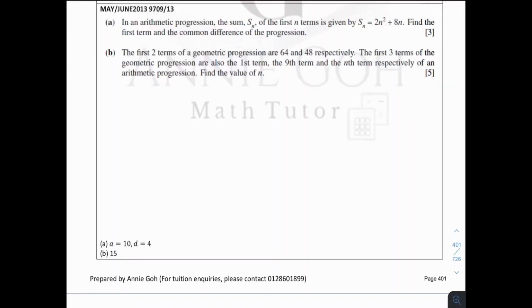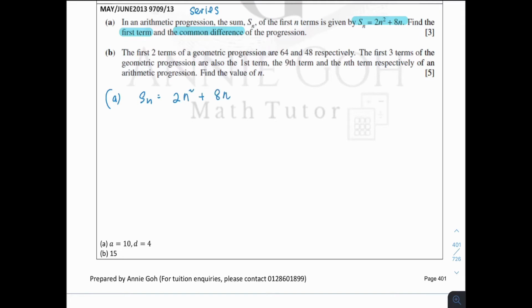Let's have a discussion related to the series past-year question. Have a look at this one, May-June 2013, variant 13. According to the question for part A, in an arithmetic progression, the sum Sn of the first n terms is given by Sn equals 2n squared plus 8n. Find the first term and the common difference of the progression. So for part A, you are given this.